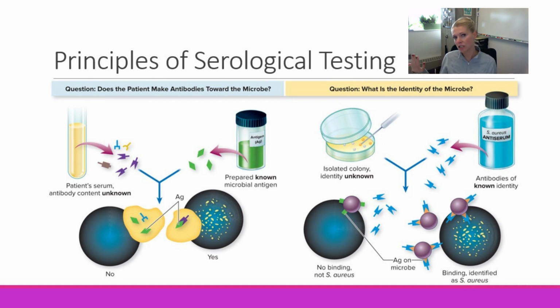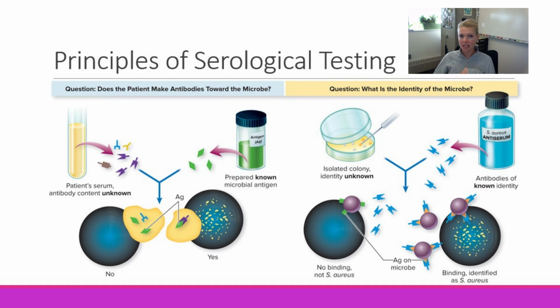Now, the second question on the other side is: is the patient sick? Here is the microbe that we've grown out of the sample from the patient. What is it? So what is the identity? Well, what we can do is we can have some suspect identities, and we can, as humans, have developed antibodies that are known to bind with certain antigens. And so we have an anti-serum here that recognizes Staph aureus.